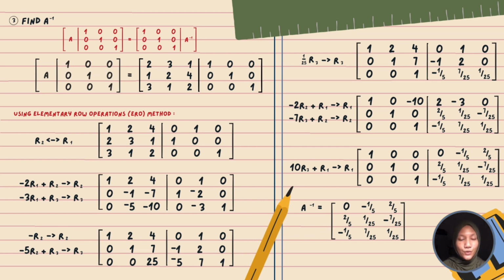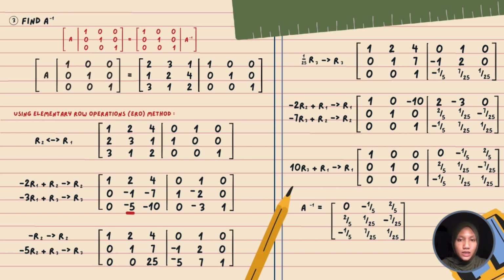For the third row, we need to multiply the first row with -3 and add it to the third row. Proceed to the second row. To make the non-zero entry 1, we need to multiply the second row with -1.